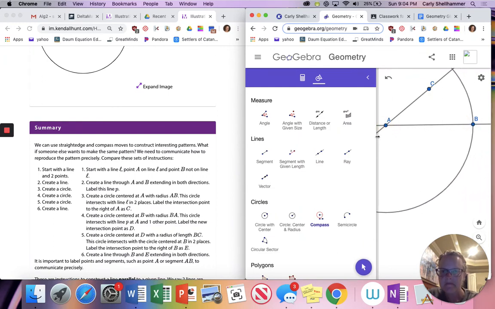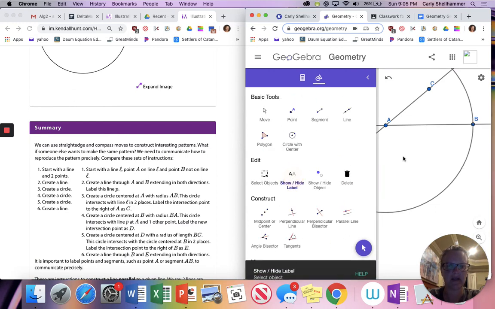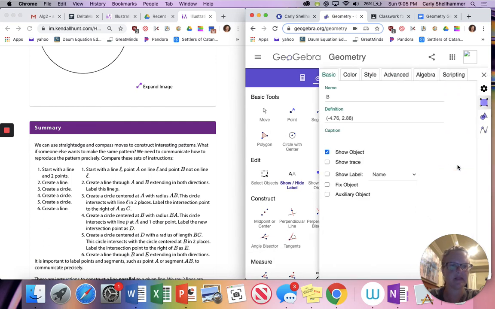This circle intersects line L in two places. Label the intersection point to the right of A as C. To the right of A. Oof. Okay. This one I know I can. Show hide labels. Settings. I want to label that C.